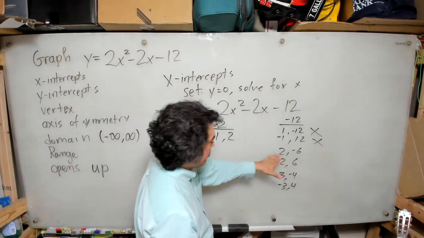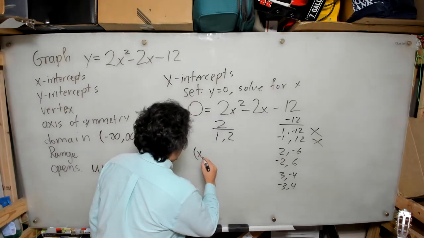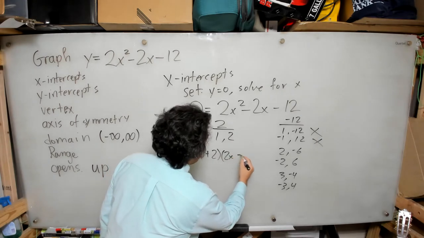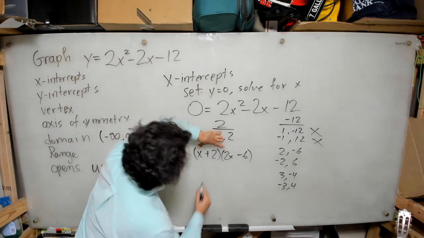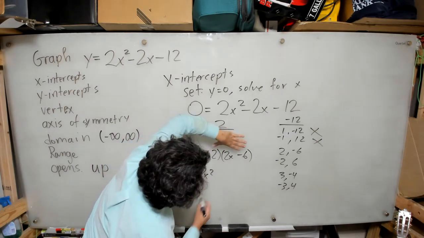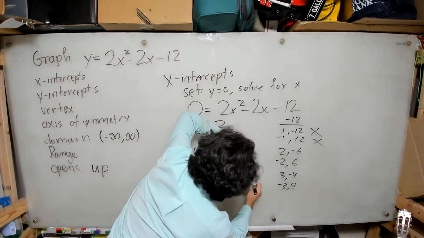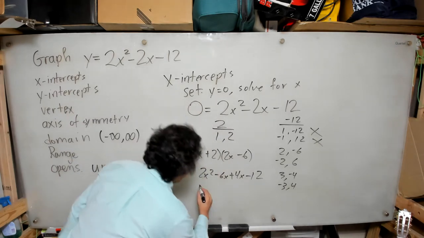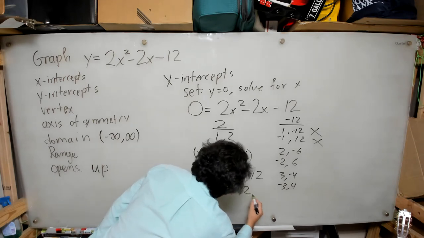What about this? What about these ones here? Okay, so let me try this one. So x plus 2, 2x minus 6, okay? I'm using this row here, okay? So I'll get 2x squared minus 6x, this x with that, plus 4x minus 12. Okay, look at this. 2x squared minus 2x minus 12.